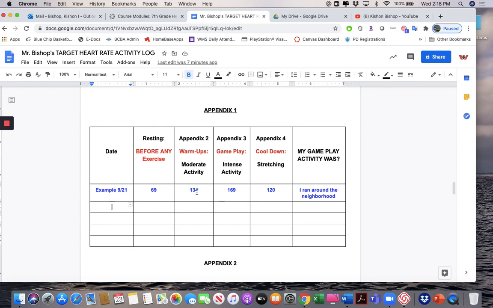Resting heart rate, warm-ups, gameplay or intense exercise, stretching or cool down. And then this would be a description of what we did. Most of your descriptions are going to say, worked out with Mr. Bishop, worked out during class. That is what we're doing.